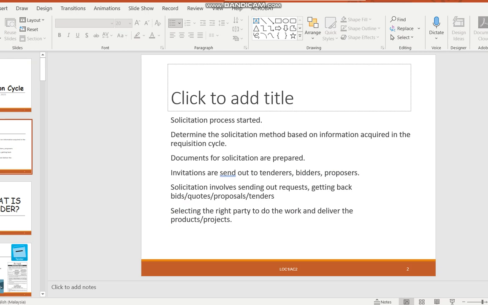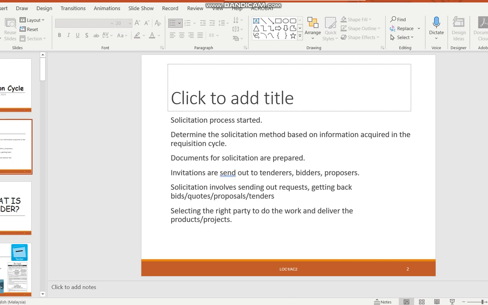So when the solicitation process starts, we start off from understanding the information that we got from the requisition cycles, and the requisition cycles will have all the legal documents prepared. From here onwards, you need to start to prepare the solicitation documents. In a requisition, you're preparing the technical and the legal documents, but in solicitation, you need to prepare the solicitation documents, such as the tendering documents, okay?